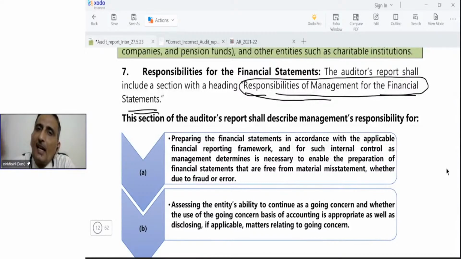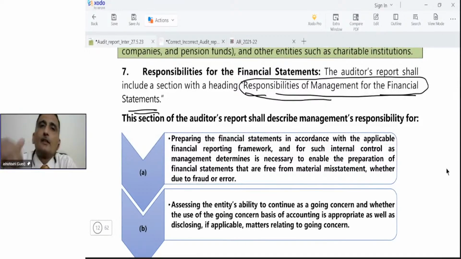1, the responsibility relating to preparation and presentation of financial statements and internal controls which are necessary for preparation of financial statements. Now this thing you have been reading from the very first chapter. Yes, Swati. And the second thing is assessment of the company or entity to continue as a going concern. In case of a going concern, the first assessment has to be made by management. The management has to first assess whether the company would continue as a going concern. It is only upon the assessment made by the management that the auditor evaluates whether the management's assessment of the ability to continue as a going concern is appropriate or not.